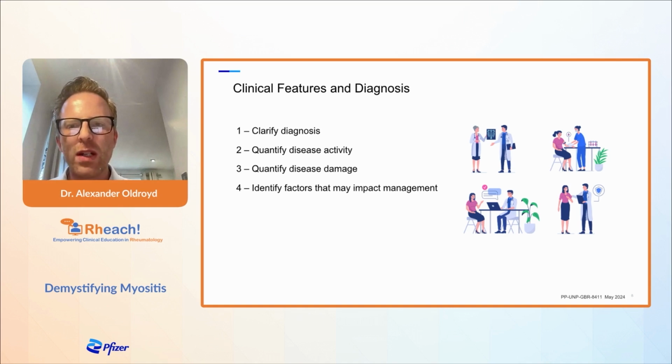So firstly, we need to clarify the diagnosis. We need to quantify the disease activity. We then need to quantify the disease damage. And then finally, we need to identify factors that may impact how we manage them. Once you've clarified all of these, you can then form a really focused and personalized management plan.